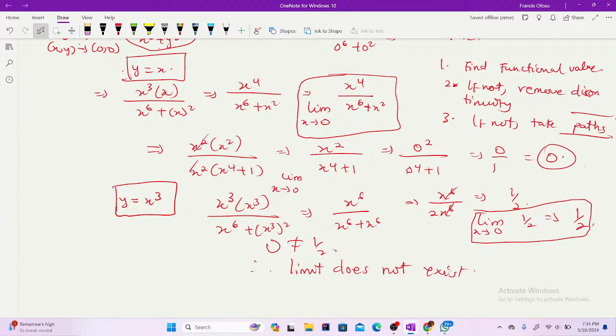does not exist. The limit doesn't exist. So you realize that the limit of a multivariable function is an interesting concept, which you should be able to find. We have gone through a lot here.